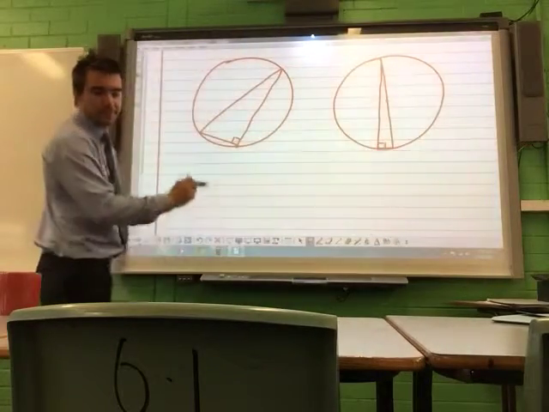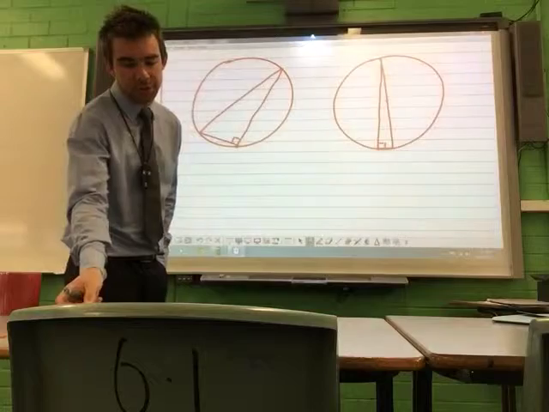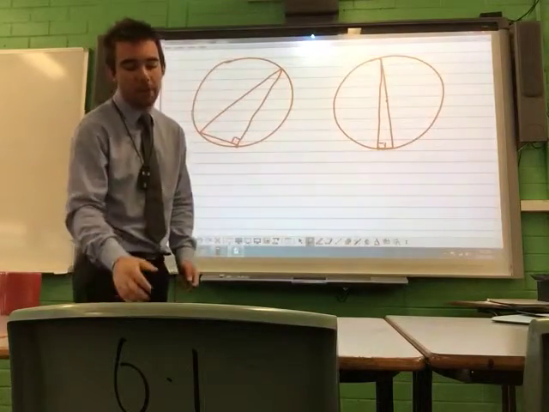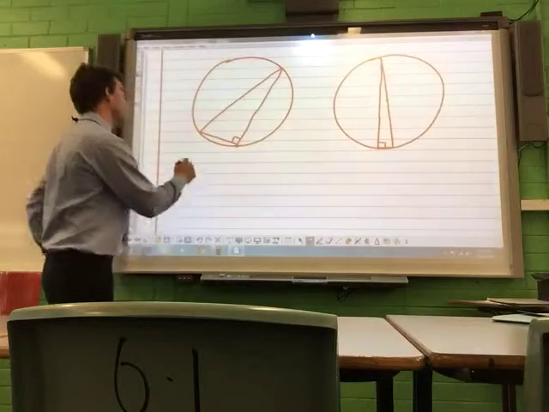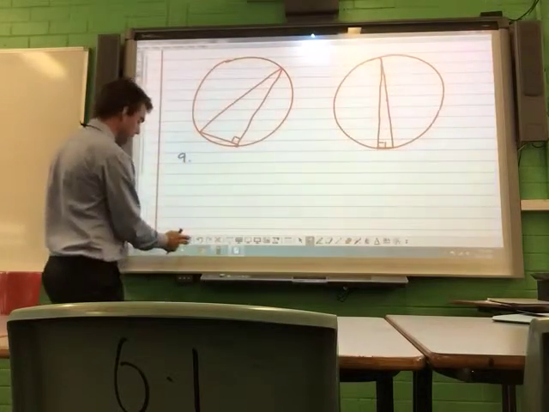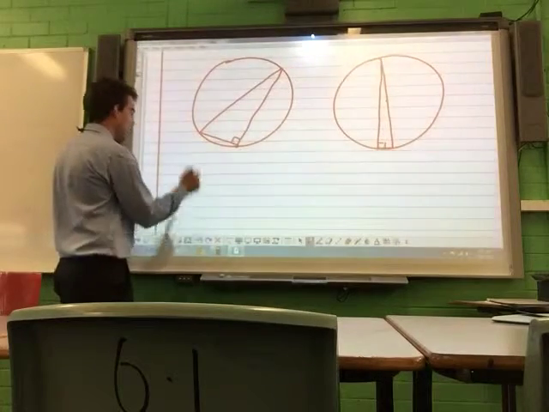Okay, let's prove it. Is the converse also true? So if a triangle has a right angle, then the hypotenuse of that triangle will form the diameter of the circle. Alright, proof.